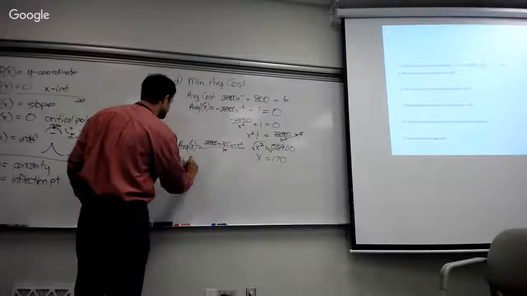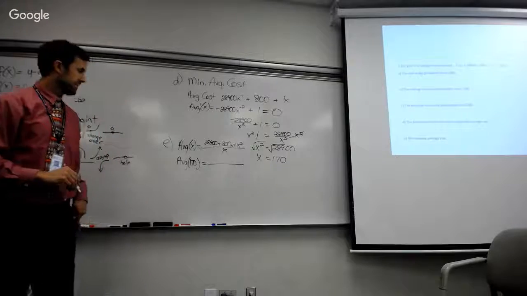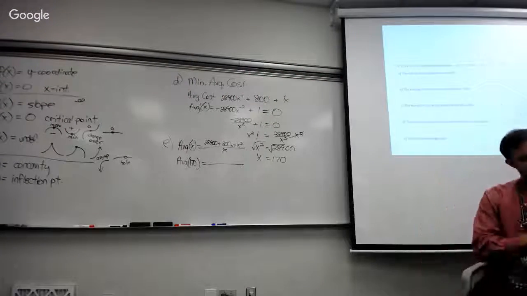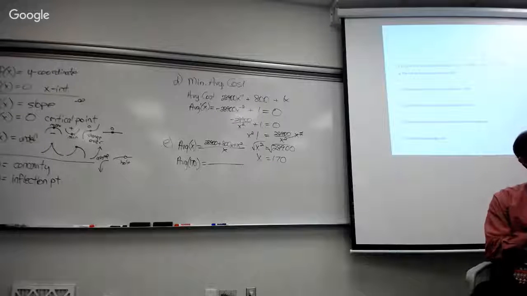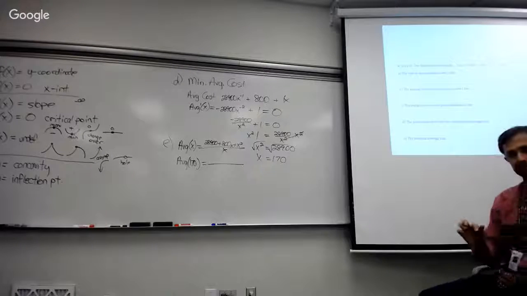So the average cost at 170 would be that. And of course, you would type all that into a calculator. Did anyone check me that the square root of 28,900 really is 170? Oh my gosh, it is 170. Okay, and then you plug it in: 28,900 plus 800 times 170 plus 170 squared, all divided by 170. What did you all get?